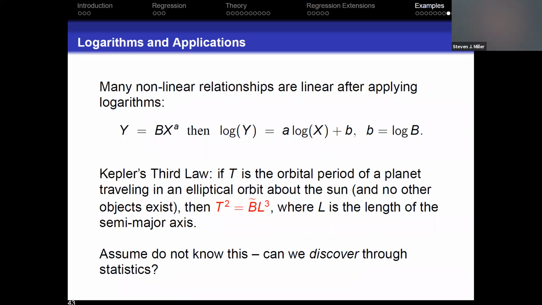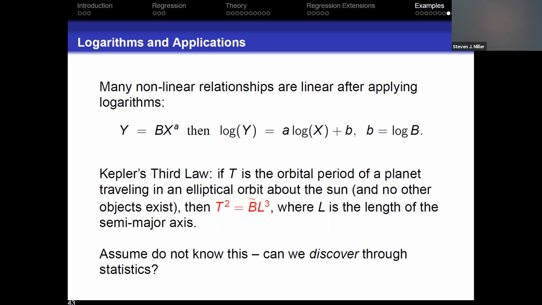So Kepler had three laws of planetary motion. The first is planets travel around the sun in ellipses. The second is if you draw a line from the planet to the sun, it sweeps out equal areas in equal times. And then the third is the one that is not like the others. If T is the orbital period, traveling in an elliptical orbit about the sun, then T squared is equal to some constant times L cubed, where L is the length of the semi-major axis.